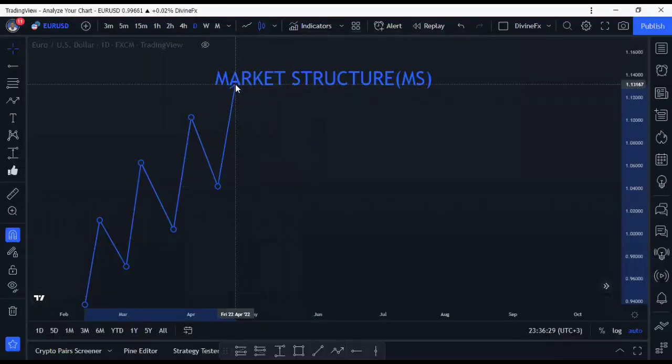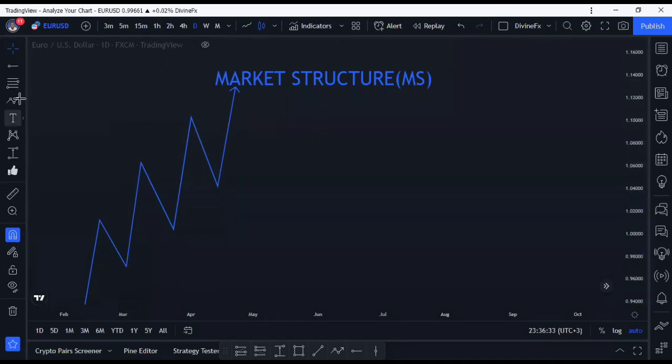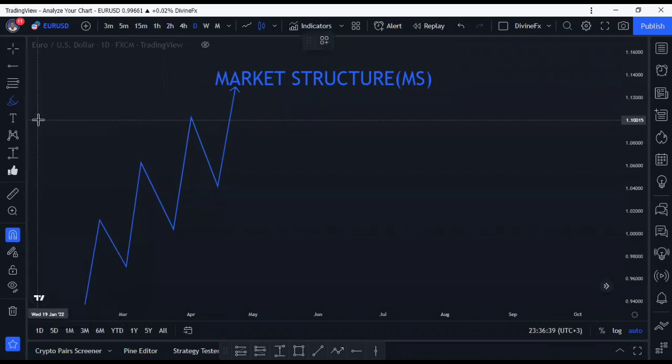Okay. Can you see here? I don't know, are you sharing your TradingView? Yes, I'm sharing my TradingView currently. Okay, so in market structure, I can see it now.